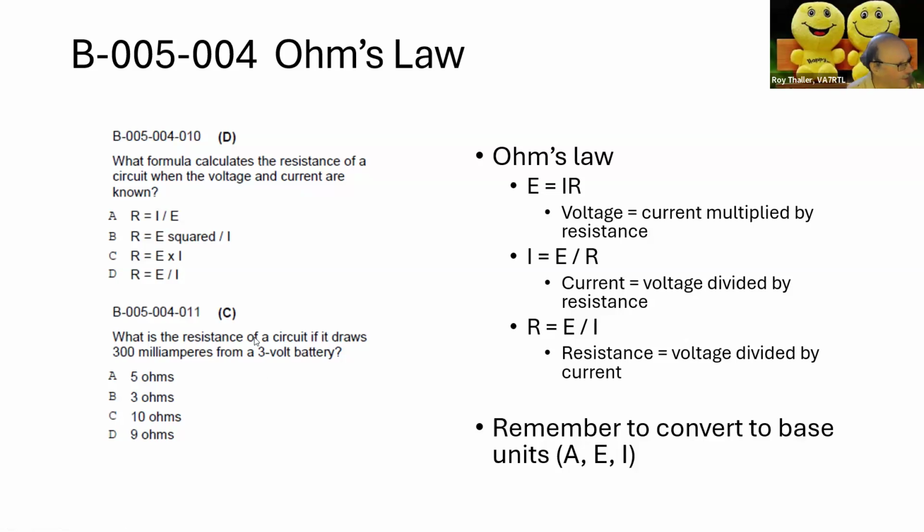What formula calculates the resistance of a circuit where voltage and current are known? So that would be R equals E divided by I. So D would be the correct answer.